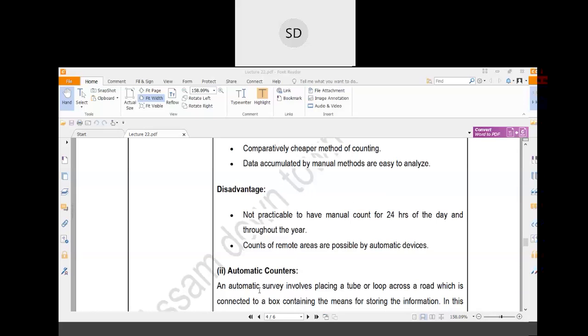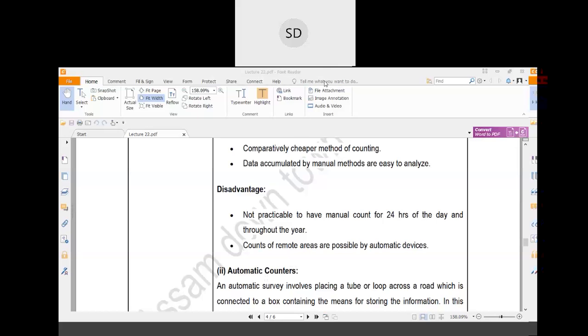Now the disadvantage is that it is not practicable to have manual count for 24 hours of the day and throughout the year. You cannot collect that much data by the manual counting method. And counts of remote areas are possible by automatic devices. Suppose some areas have a huge number of vehicles. In such cases, the manual count method is not advantageous or not preferable.